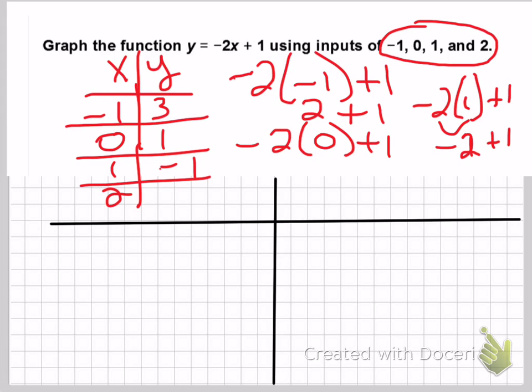I'm a little ahead of myself. And then if you put a 2 in, you're going to get negative 3. And then you would just graph those points.